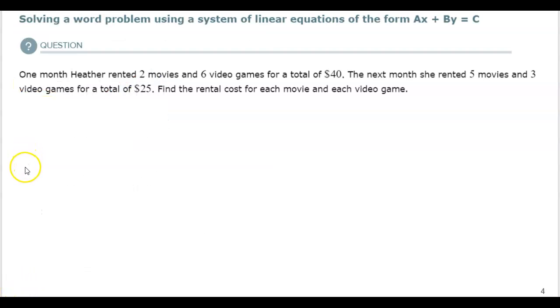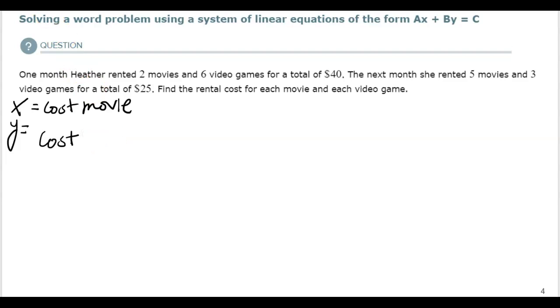In 1 month, Heather rented 2 movies and 6 video games for $40. The next month, she rented 5 movies and 3 games for $25. Find the rental cost of movies and games. So when we do these, I need to identify my X variable and my Y variable. I'm going to do X is cost of movie, Y is cost of game.